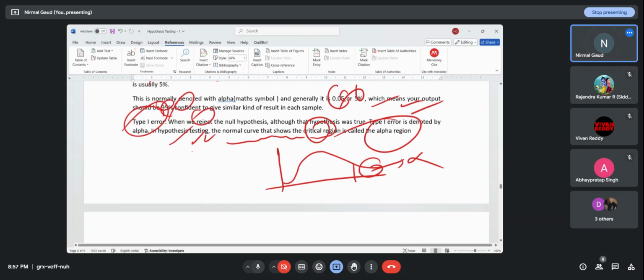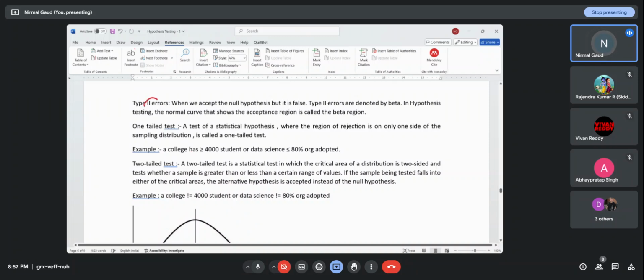In type 2 error, we are accepting the null hypothesis even though it is false. That means we are putting it into the confidence level, but it should be present in the significance level. That means we are putting it into the beta region, but it should be in the alpha region. So this is type 2 error. You may be asked in a viva in statistics: what is type 1 error and what is type 2 error?